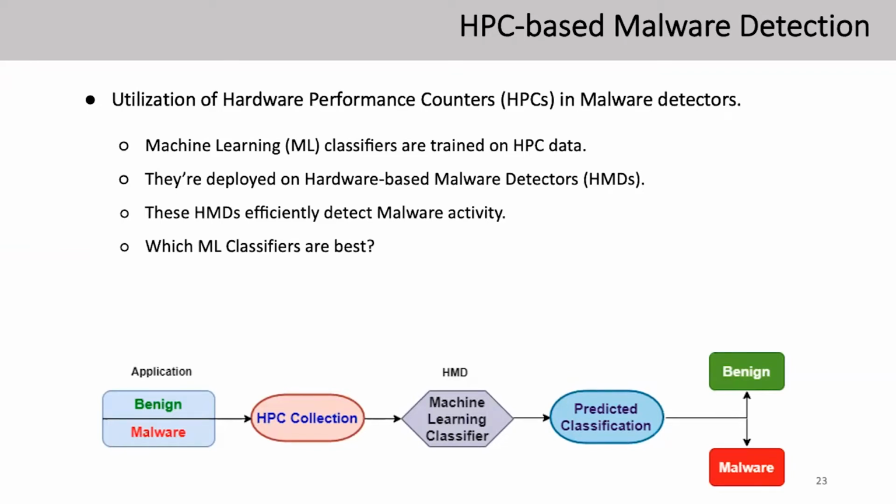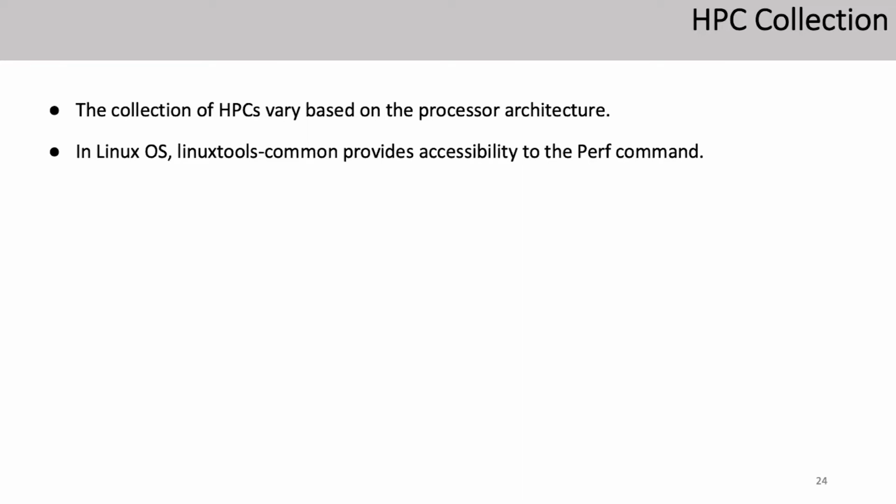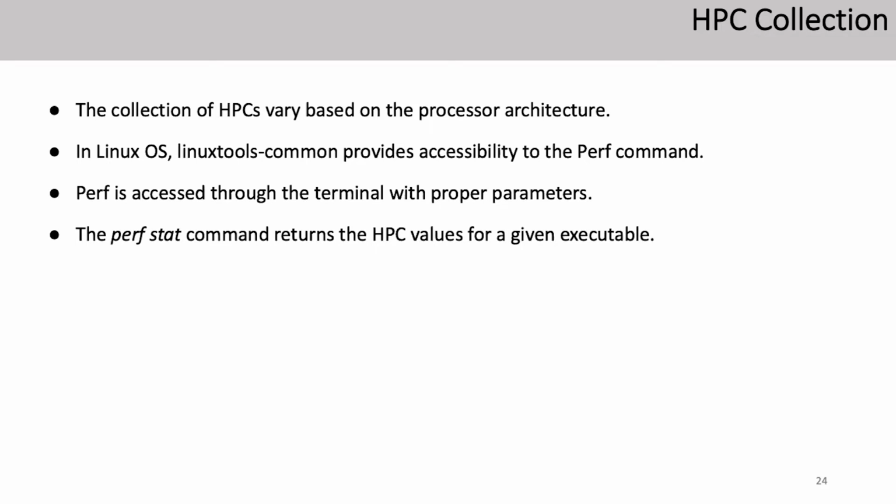To answer this question, we'll first look at how HPCs are collected. The collection of HPCs varies based on the processor architecture. Linux uses a command called perf, which is used to measure HPCs. The perf stat command returns the value of HPCs. For example, in this perf stat command, the 1 here means it's collected every 1 millisecond, the frequency. The HPC we are measuring is branch instructions, and of course, a.out is the executable. You can use the Zoom executable also to collect the HPCs for the Zoom program, and you can see how the HPCs vary. That's actually pretty cool.